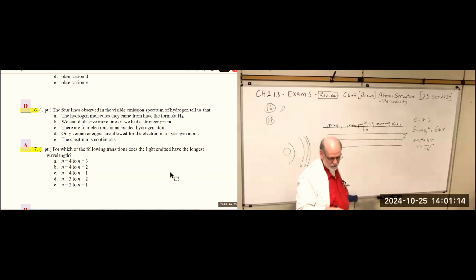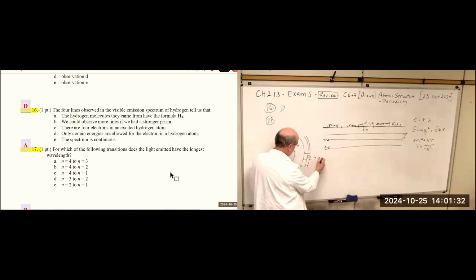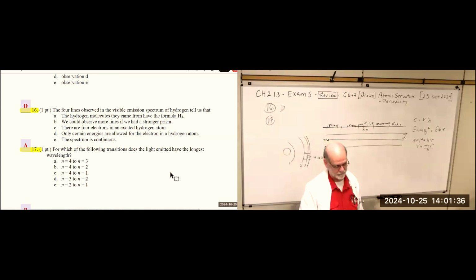So what else do we have? 4 to 3, 4 to 2, and 3 to 2. 3 to 2 is going to be this jump. 4 to 3 is going to be a smaller jump. And 4 to 2 is going to be a bigger jump. So the smallest jump of these is this one. 4 to 3 will give you the lowest energy, longest wavelength. Okay. Oh, that's why A is the answer.